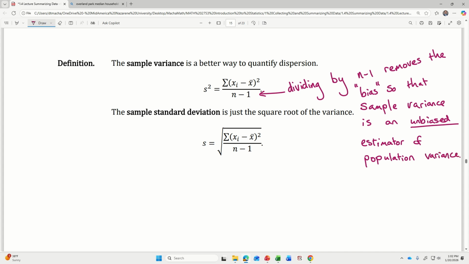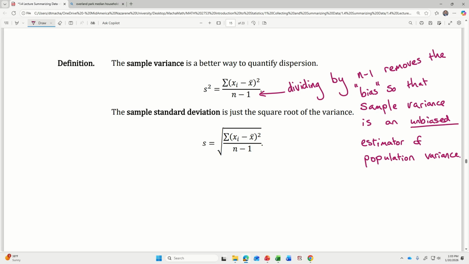And again, I wish I had a better explanation for you today, but it's just a different discussion for a different class. We always divide by n minus 1 for the sample variance. And then, like I told you earlier, the variance is just the sample standard deviation squared. That means, conversely, the sample standard deviation is just the square root of the variance.